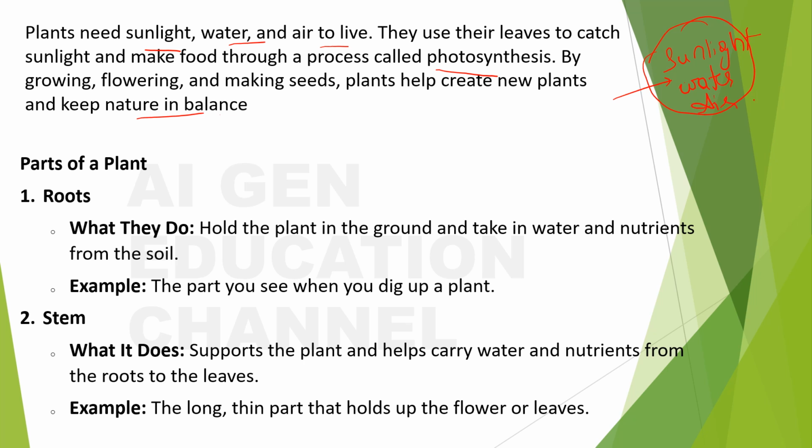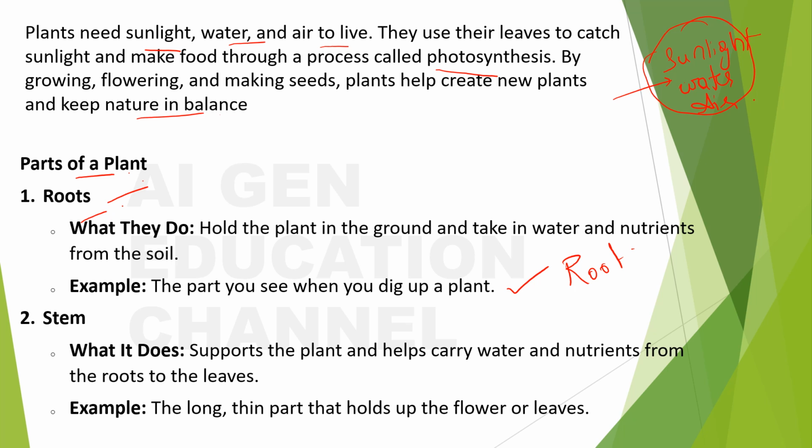Next, parts of a plant. Roots. What are roots? Roots hold the plant in the ground and take in water and nutrients from the soil. The part you see when you dig up a plant is called what? That's a root.